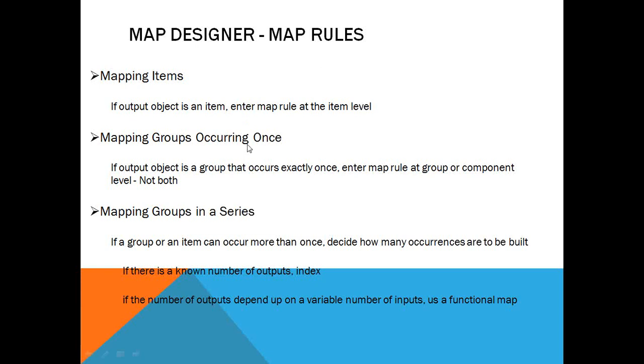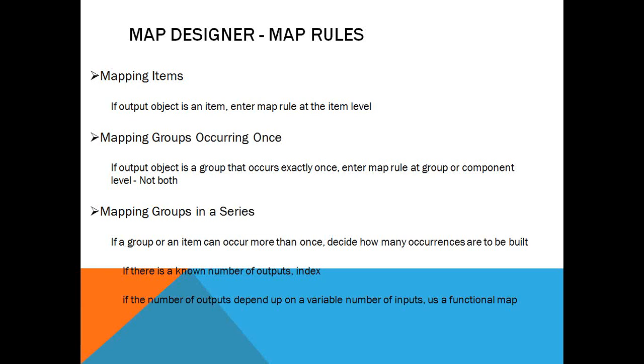Now the other mapping, groups in a series. Series means this occurs multiple times, more than once. Suppose you know how many times it will occur, how many times you have to create. In some cases, the mapping document will say create once, create twice, create thrice, like that. If you know how many occurrences will come, you can add the index and do the mapping, either at field level or group level, whatever we discussed.